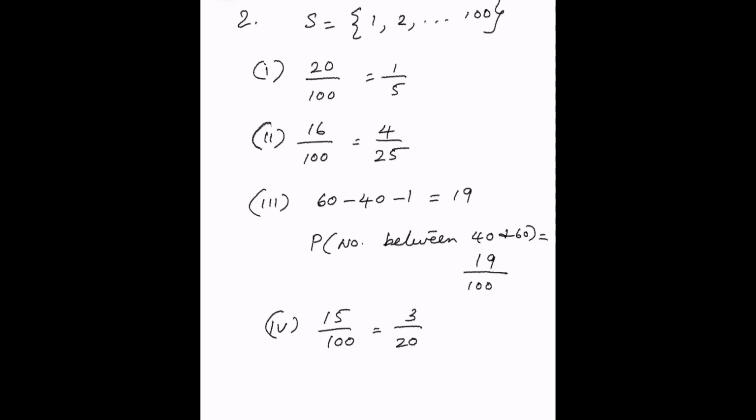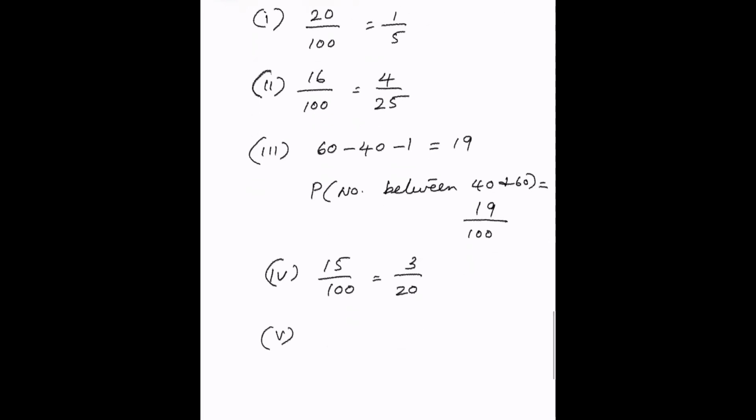Then less than 48. Probability less than 48. So less than 48 means up to 47 numbers, right? Yes, up to 47 the numbers are less than 48. So 47 numbers are smaller than 48. So it is 47 by 100. That's all.